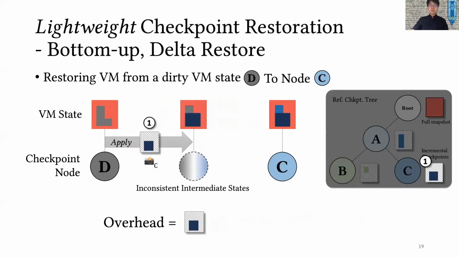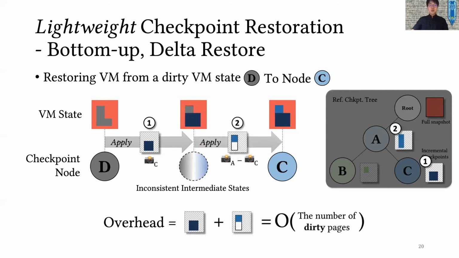In contrast, we take a bottom-up approach to reduce the overhead. In our approach, we first compute the dirty pages of both the node D and node C with respect to their common ancestor node. The combined set of dirty pages represents the set of memory pages that need restoring. We only restore this set of pages that absolutely need restoring. And by traversing the checkpoint tree in a bottom-up fashion, we only restore each page once. This way, the overhead is now proportional to only the number of dirty pages, not all pages.